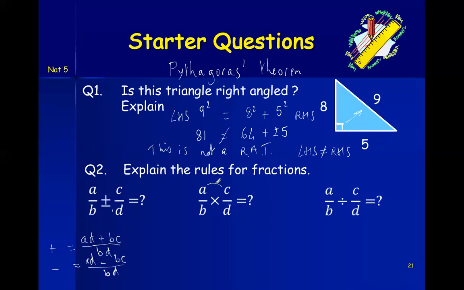Rule for multiplying fractions, you multiply the top and you multiply the bottom. AC divided by BD. And when it comes to dividing them, we change the divide sign and we flip the second one, D over C. And we get A over B times D over C, which is AD divided by BC.